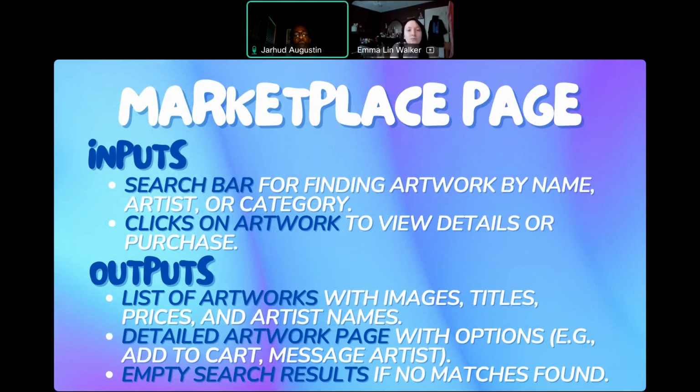The next key feature we have is our marketplace, and the input for our marketplace is obviously the search bar, where you can find artwork by the name, artist, or the category. Once you find the artwork that you like, you can click on it and view all the details. The outputs are the list of artworks with the images, titles, prices, and the artist name, and the detail artwork page, where you can click on every artwork and see all the different details of it. If there are no search results, you're not going to find any search matches.